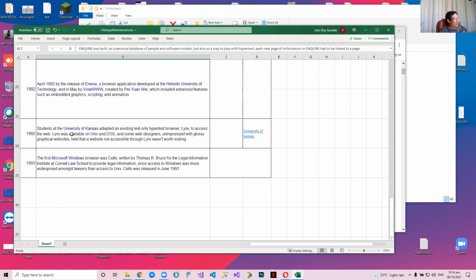Now in 1992 also a hypertext browser was developed by the University of Kansas. It's called Lynx. So the first text-based browser is called Lynx, which runs on Unix and DOS. Do you follow? So there are two competing browsers, Airwise and Lynx.